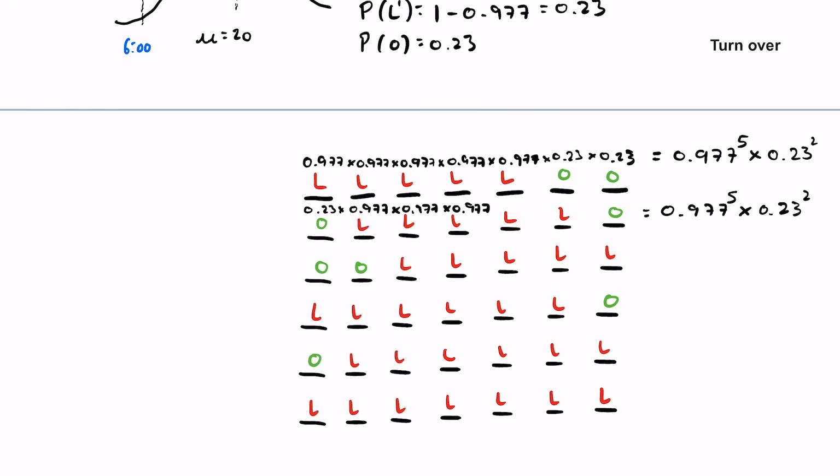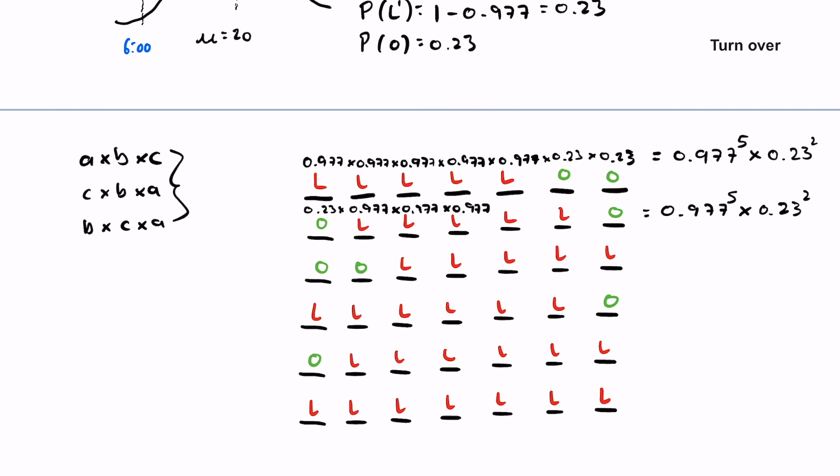So why do they look the exact same? Because when we multiply, for example, a times b times c, that's the exact same thing as c times b times a or b times c times a. Order doesn't matter when we multiply. And in these situations, all we really need to know is that we're multiplying 0.977 by itself 5 times and 0.23 by itself 2 times. And that's exactly what we have here, although the order is different. And in this case as well, we're going to multiply 0.977 by itself 5 times and 0.23 by itself 2 times.